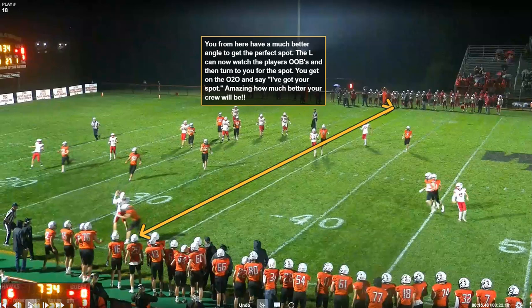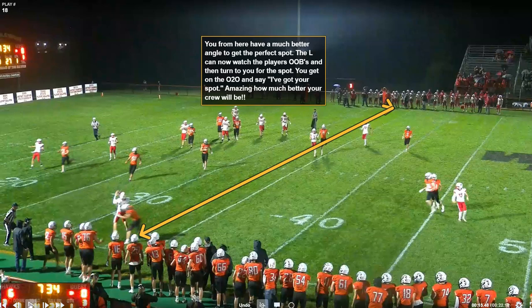and the line judge at the bottom of the screen actually is probably a little close to this. You'd have a better look at the feet being inbounds or out of bounds if you were back, probably at where that 25-yard line is. So remember, when that play's coming at you, a pass like this, you can just stay right behind it.